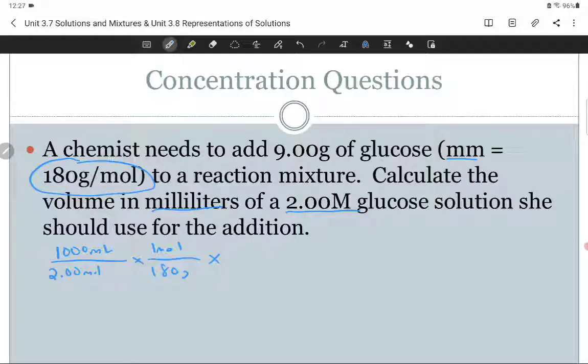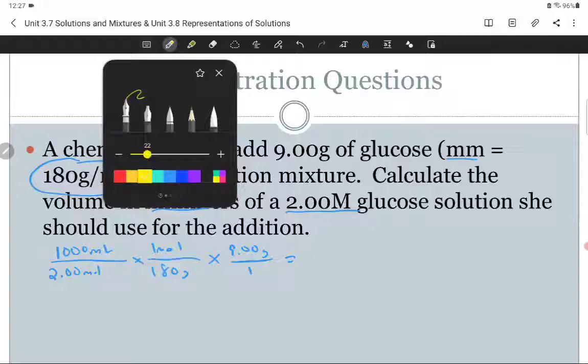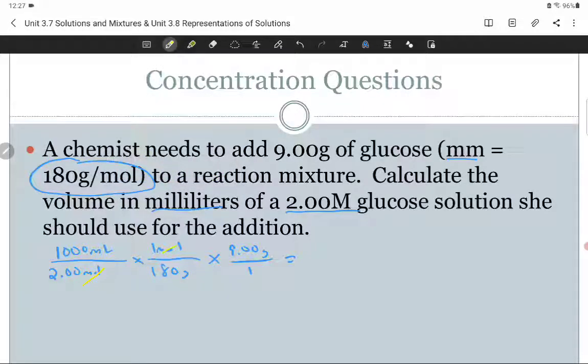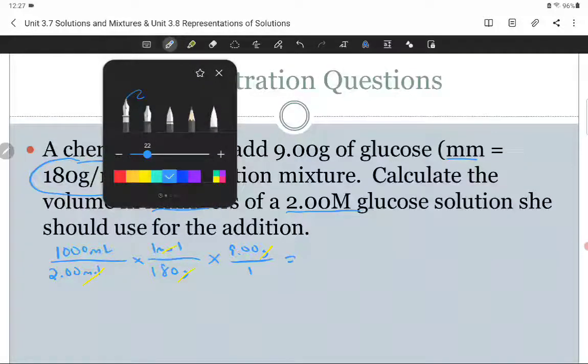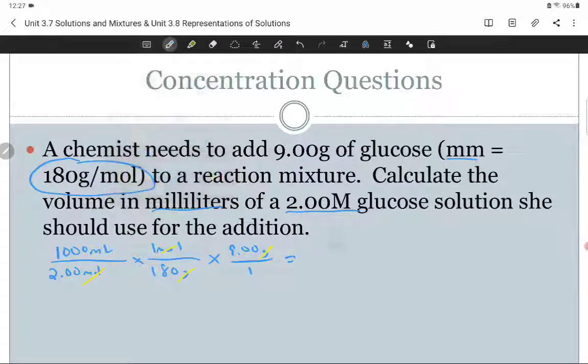And then I was provided with 9 grams of glucose. And I think all my units will cancel at this point. Let's double check. Moles and moles, grams and grams. So we will be left with just milliliters. And when you multiply all that together, I think that's going to come out to be 25.0 milliliters.